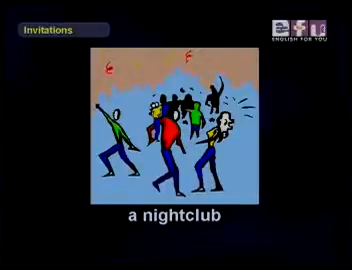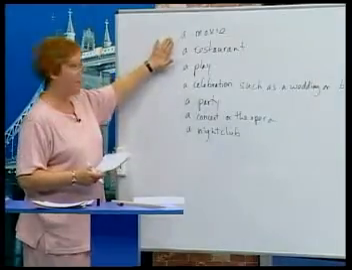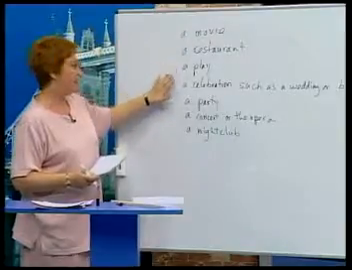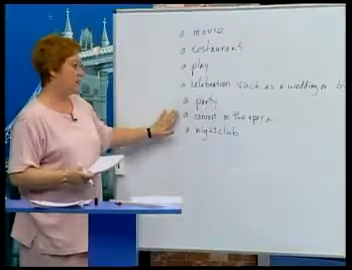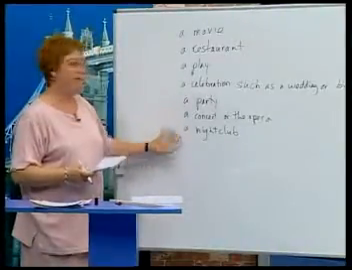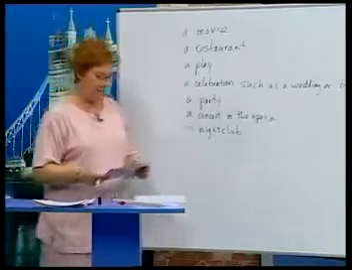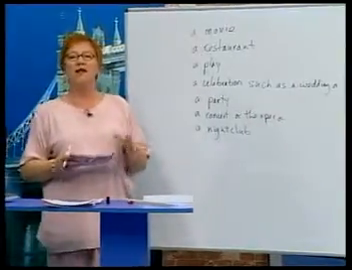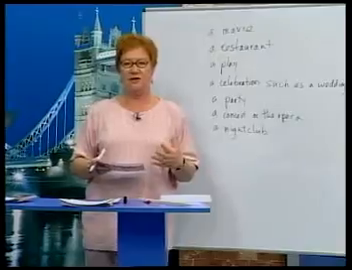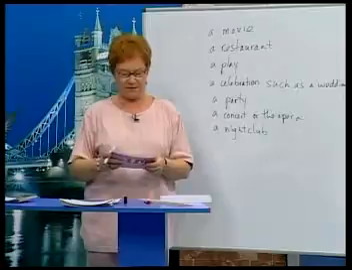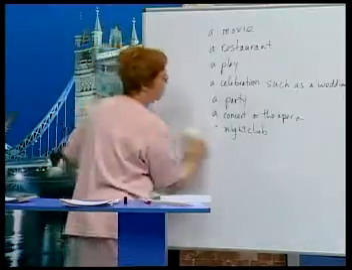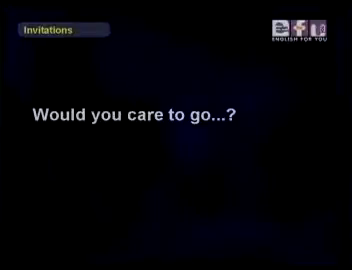So we can invite people to places like a movie, a restaurant, a play, a celebration such as a wedding or birthday, a party, a concert or the opera, and a nightclub. Okay, now we start an invitation with some fixed expressions, like a formula. Some are questions and some aren't. Now, let me show you the formal ones first. Now, one way is to say, would you care to go?